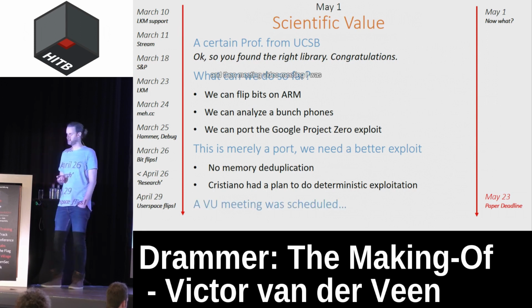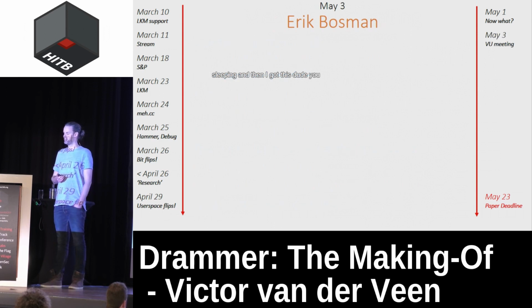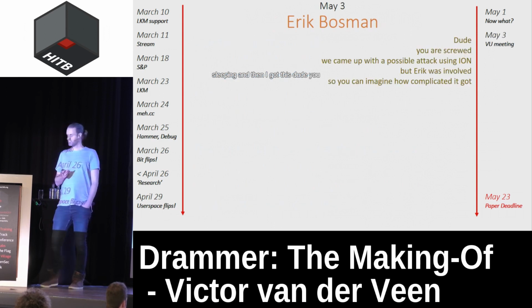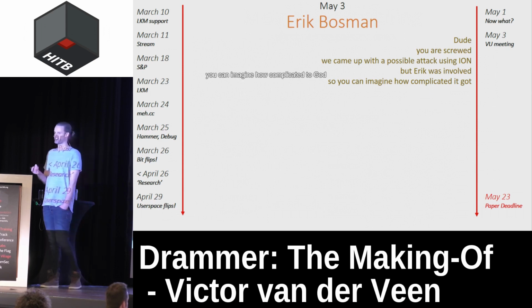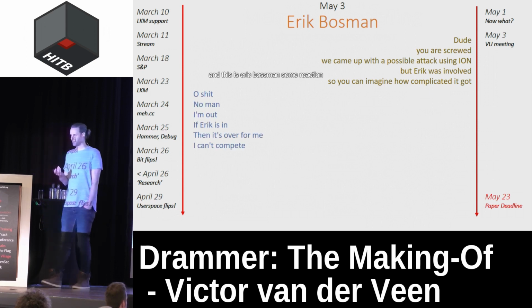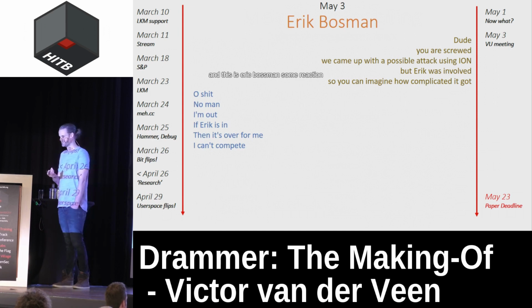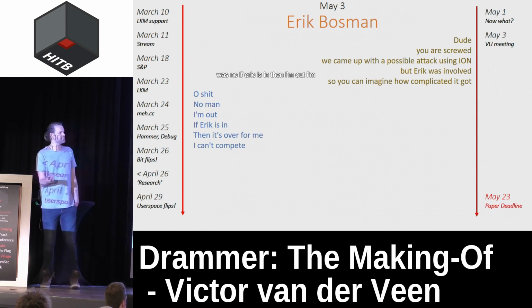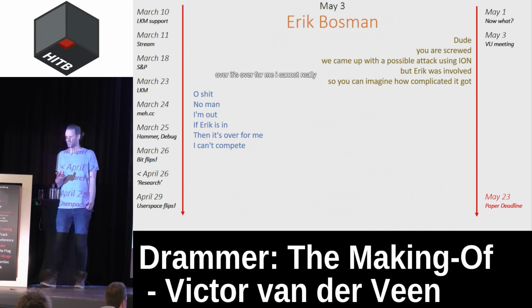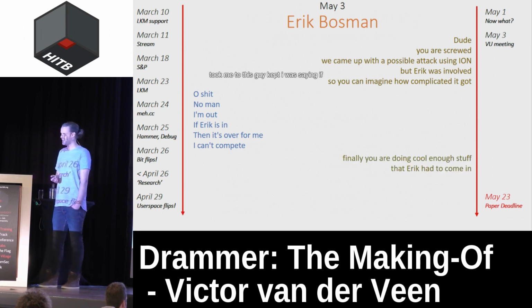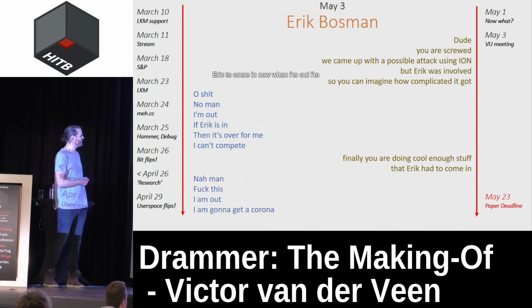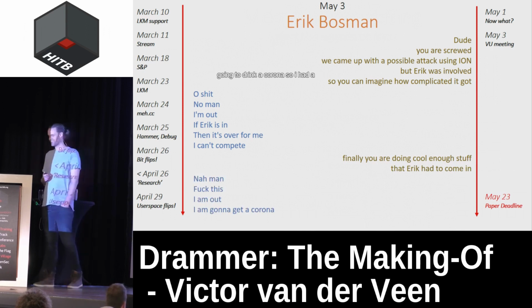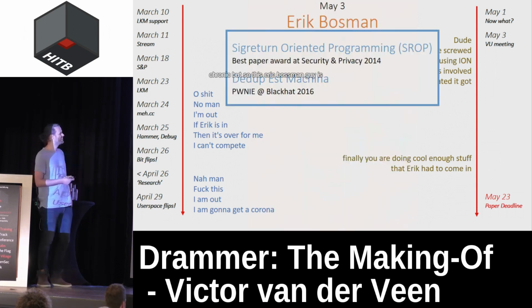And they had a meeting, a VU meeting. I was sleeping, and then I got this: Dude, you're screwed. We came up with a possible attack with Ion, but Eric was involved. So you can imagine how complicated it got. And this is Eric Bosman. So my reaction was no. If Eric is in, then I'm out, it's over for me, I cannot really compete with this guy. Kevin was saying, yeah, finally you're doing cool enough stuff for Eric to come in. No man, I'm out, I'm gonna drink a Corona. So I had a Corona.